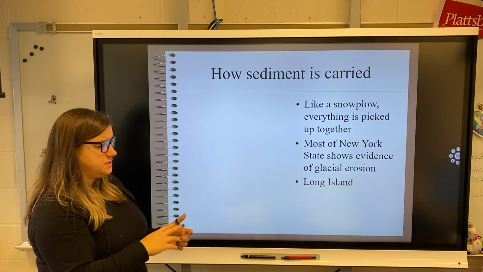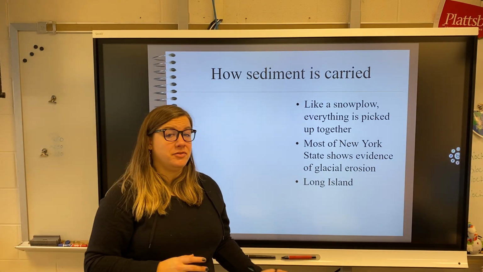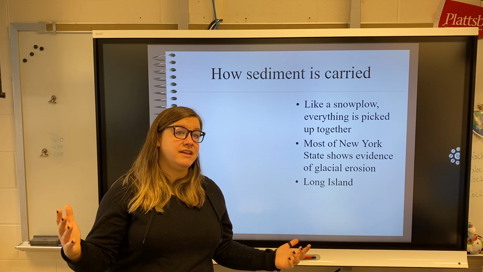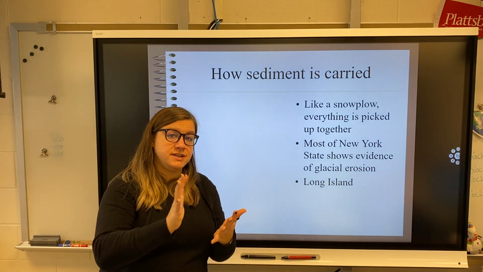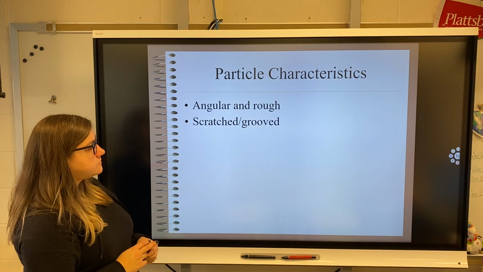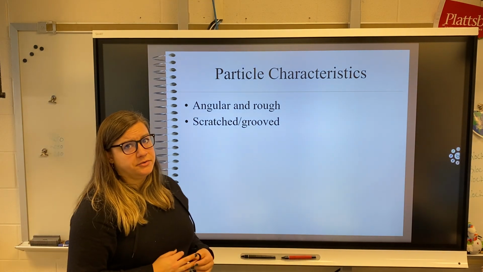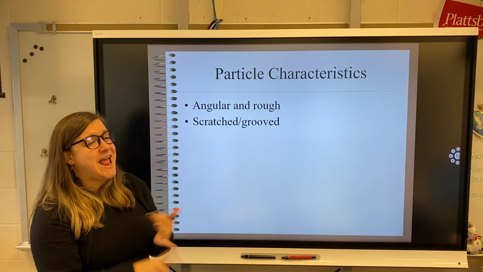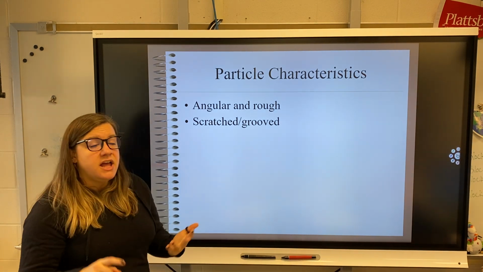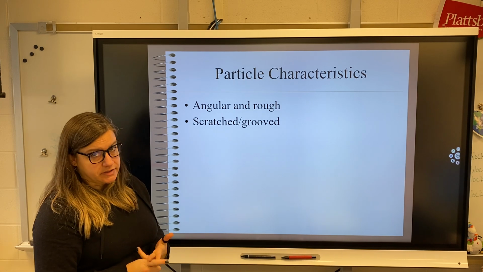Most of New York State shows evidence of glacial erosion. Long Island is the best example. Long Island is a huge island that is made from a glacier pushing sediment until it's stopped, okay? All of those particles are angular and rough, and they can be scratched and grooved. So glaciers and gravity are angular and unsorted, and wind and water are rounded and sorted.